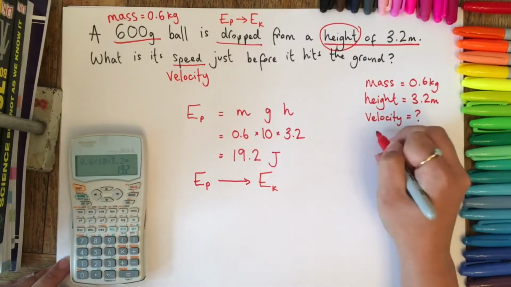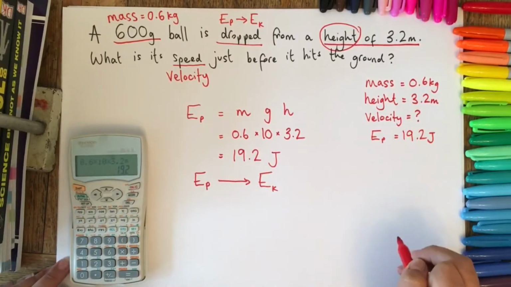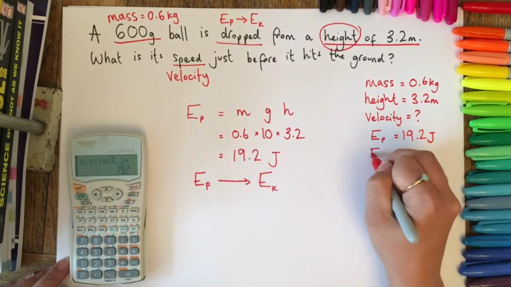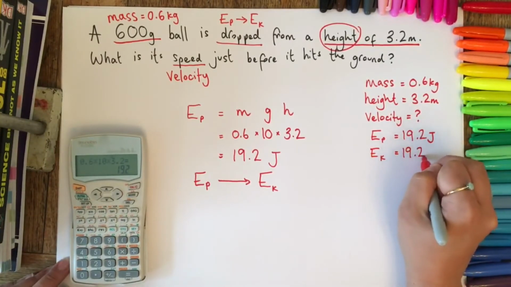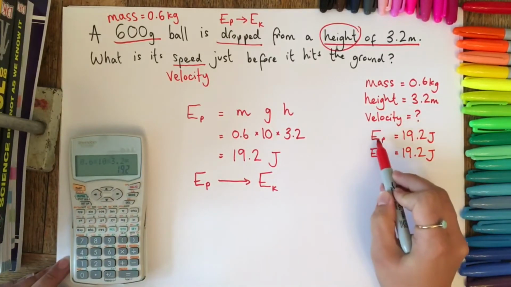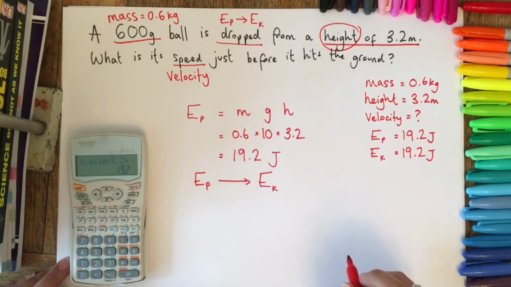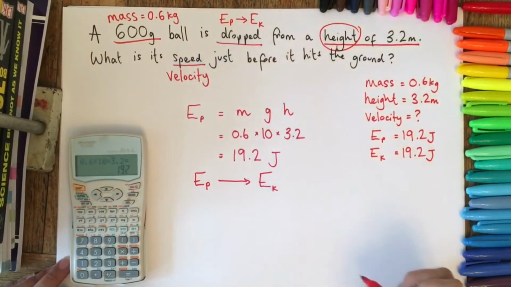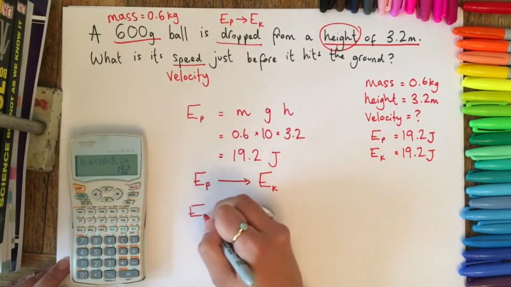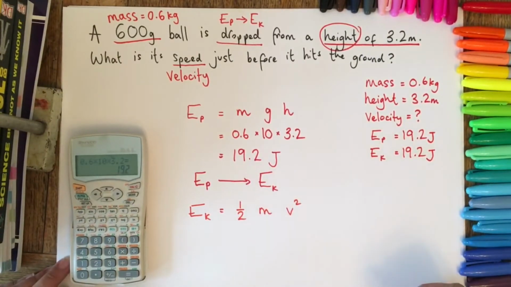So with our list here, we could add that the potential energy, because we've calculated it, is 19.2 joules. We can then assume that therefore its kinetic energy, by the time it gets to the bottom of its fall, is also 19.2 joules, because all of this potential energy will have been converted into kinetic energy. And then I know that the equation for kinetic energy does contain velocity. So we can write that out: our kinetic energy is 1/2 times mass times velocity squared. And this is how we can calculate our velocity.